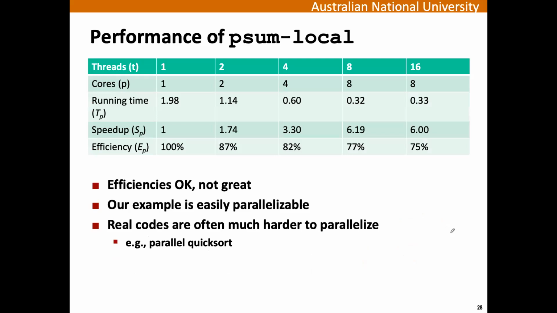So here's the efficiency of our p-sum local. Up to 75%, in my experience, you are a rock star. Parallel programming is really hard. If you can get 75%, that's really good. But our example is also easily parallelizable.